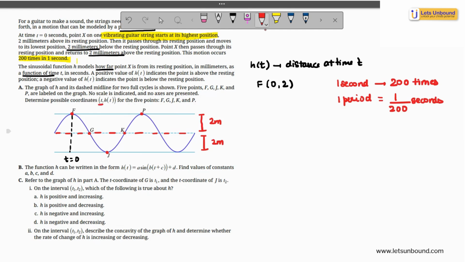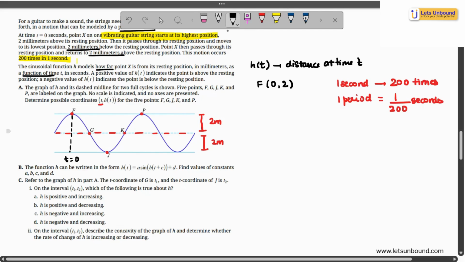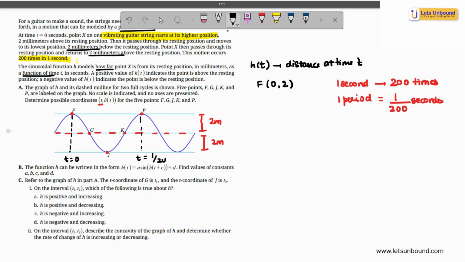So we try and calculate because f to p is like one period. We try to calculate at what time f, g, j, k, and p occur. Now, one period we can say happens in 1 over 200 seconds, which means if I start from f, which is at time 0, p must be the point where t is 1 over 200 because it takes 1 over 200 seconds to complete one cycle from f to p. Remember, f to p is like one cycle.